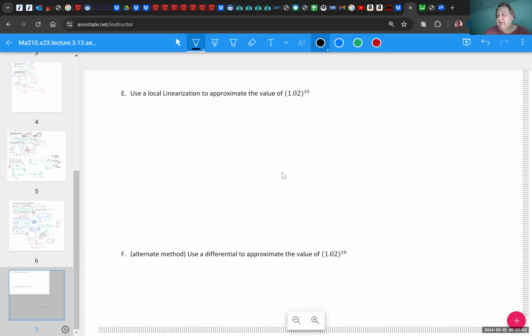Now there's no equation here, so sometimes students get a little stuck on where to start. We like nice numbers to plug in. 1.02 is not an easy number to raise to the 10th power, so that's what we're going to replace by x. So our function is going to be y equals x to the 10th instead of 1.02 to the 10th.